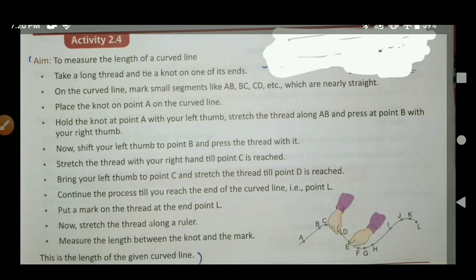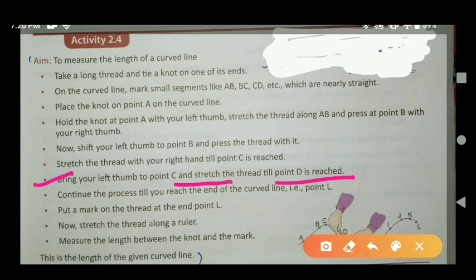Continue this procedure till you reach the end of the curve, point L. Point A with the left thumb and reach point B with the right hand. Next, point B by the left thumb and reach up to point C by the right thumb. Next, point C by the left thumb and reach up to point D. Continue this procedure till you reach the end point.